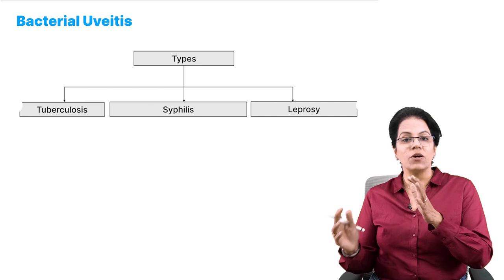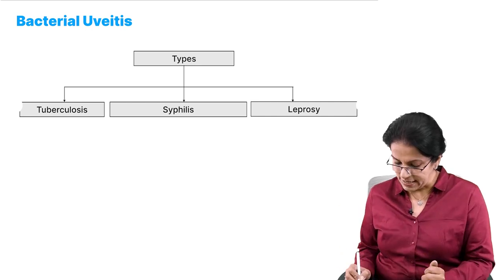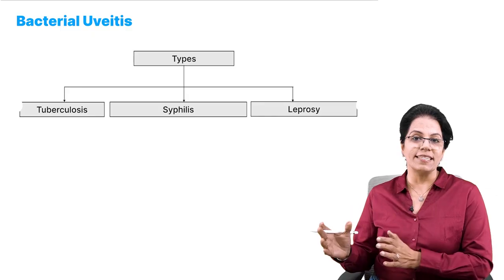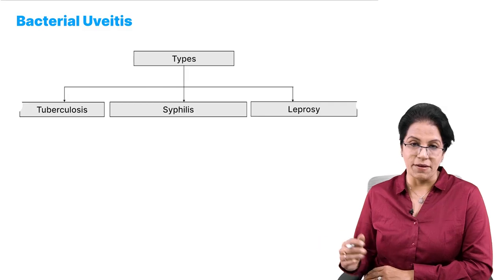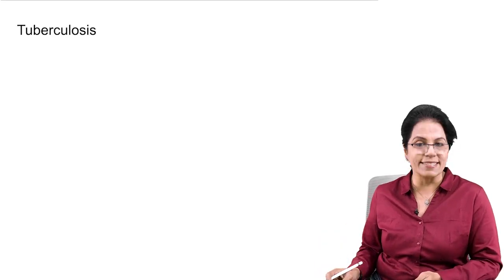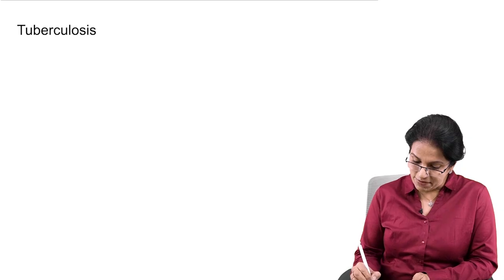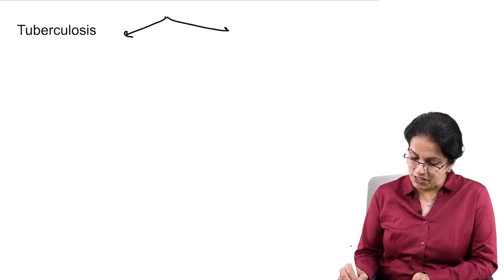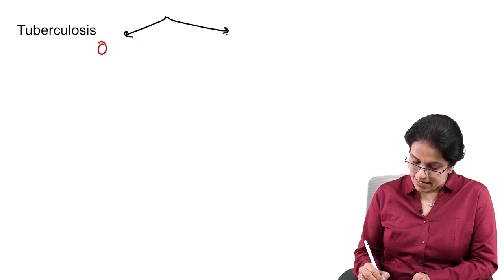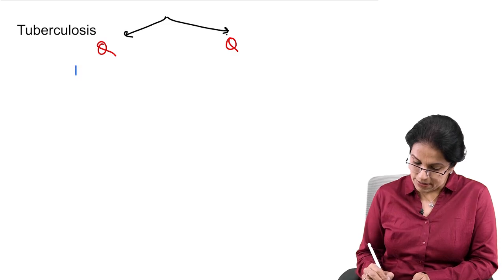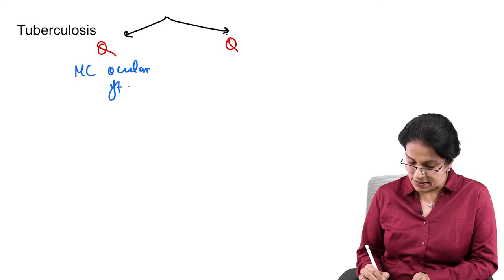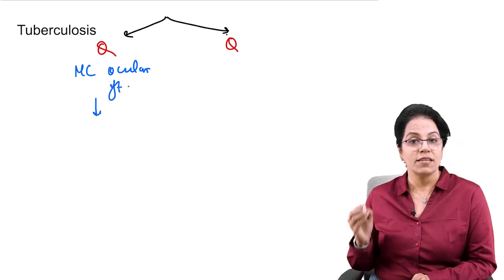Next we talk about bacterial uveitis. The bacteria we'll be addressing are tuberculosis, syphilis and leprosy. One by one, let's take first tuberculosis. Again, I'll start the same way as I started with HIV. We'll take two questions here. The question is the most common ocular feature of tuberculosis. If they ask you that, our answer will be uveitis.